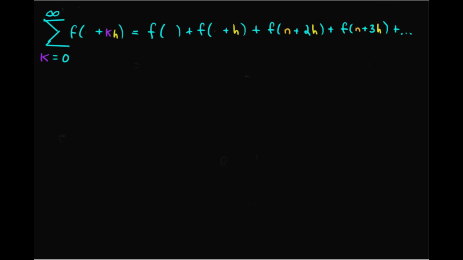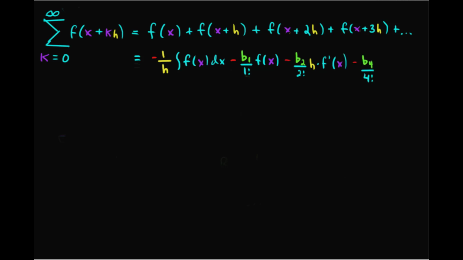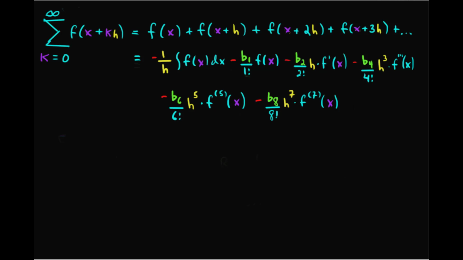Well, first just let me substitute x for n here. And then once we do that, we have that this summation equals negative 1 over h times the integral of f of x dx minus b sub 1 over 1 factorial times f of x minus b sub 2 over 2 factorial times h times f prime of x minus b4 over 4 factorial times h cubed times f triple prime of x minus b6 over 6 factorial times h to the fifth times the fifth derivative of f evaluated at x minus b sub 8 over 8 factorial times h to the seventh times the seventh derivative of f evaluated at x minus dot dot dot.